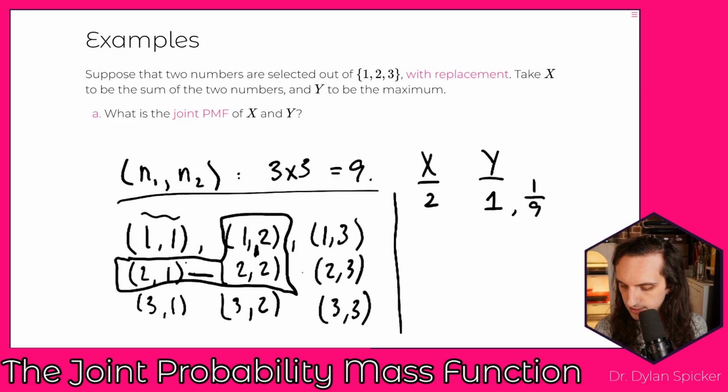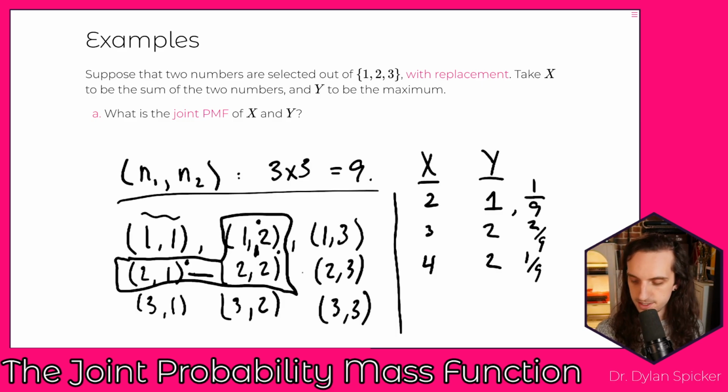But what we notice is that if you get a 2 and a 1 or a 1 and a 2, the summation there is going to be a 3 in both cases. So that could be a 3 and a 2, and there are two ways that that can happen out of a total of 9, right? Or you get a 2 and a 2, at which point the summation is a 4. The maximum is still a 2 there. And so that happens 1 out of 9 times.